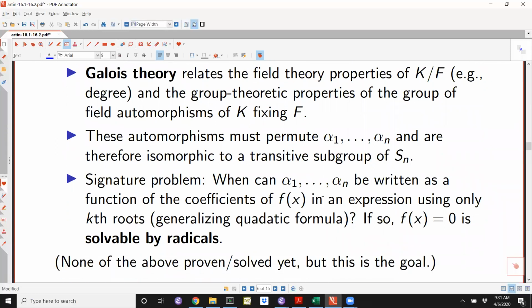And so the signature problem, which, if you've seen this before, you may remember, or you may have even heard of it, even if you've never seen this before. The signature problem of Galois theory is the question. I mean, there are other problems, but the sort of thing that got Galois excited and made Galois famous for coming up with this theory is, when can those roots alpha 1 through alpha n be written as a function of the coefficients of f of x, an expression that uses only kth roots: square roots, cube roots, fourth roots, fifth roots? In other words, when is there a generalization of the quadratic formula? If that's possible, then we say that the equation f of x equals 0 is solvable by radicals, that you can write down a solution.